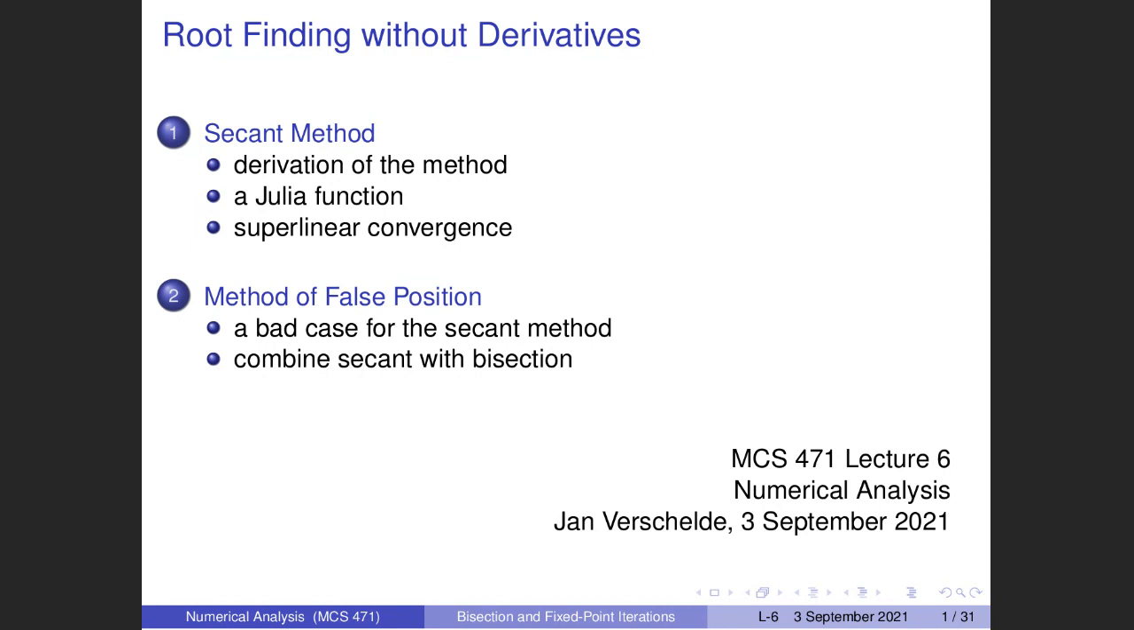In the first part of this lecture, we will look into the secant method. In the second part, we will go back to bisection. Why is that? Because the secant method also has a vulnerability. We will expose a bad case for which the secant method utterly fails. But we can fix this, and this is called the method of false position. This will combine the secant method with the bisection method.